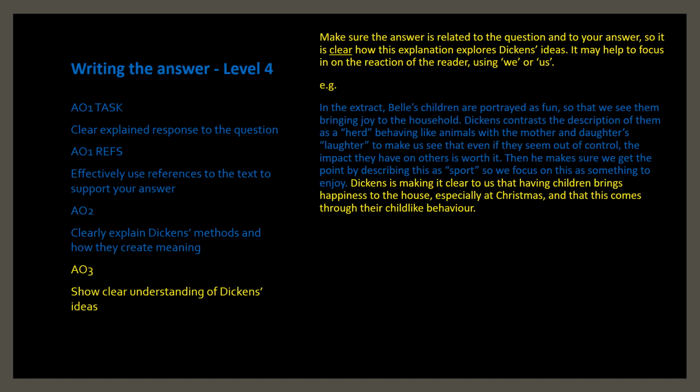To round off this bit here, we're looking at AO3 now, showing clear understanding of Dickens' ideas. Having looked through the method and how they create meaning, it's now about bringing it to an interpretation of how this makes points about ideas about childhood. So, Dickens is making it clear to us that having children brings happiness to the house, especially at Christmas, and that this comes through their childlike behaviour.